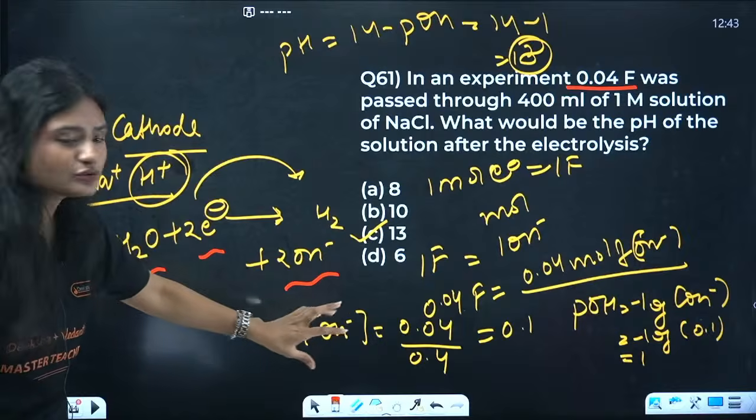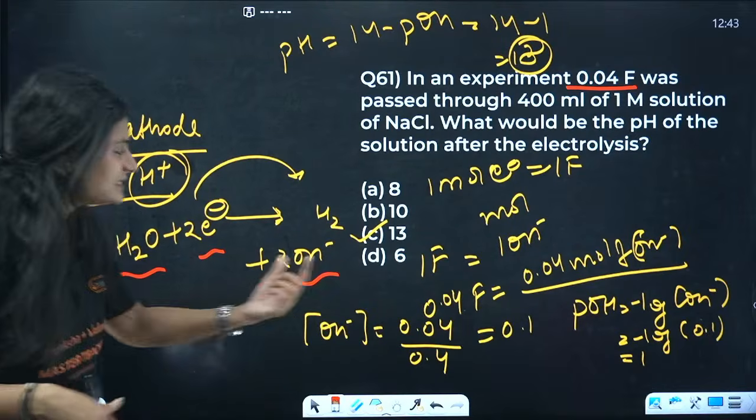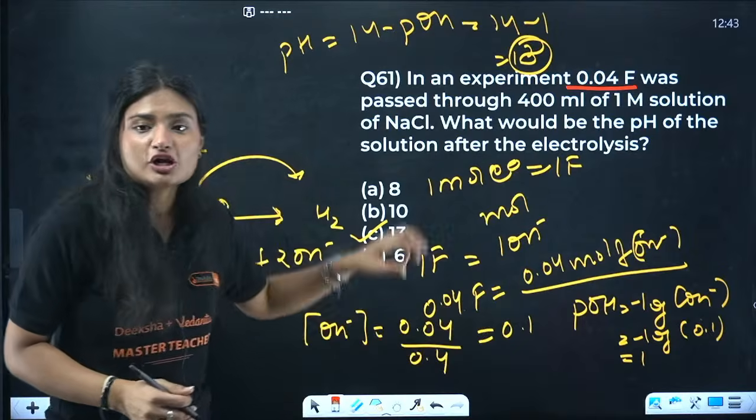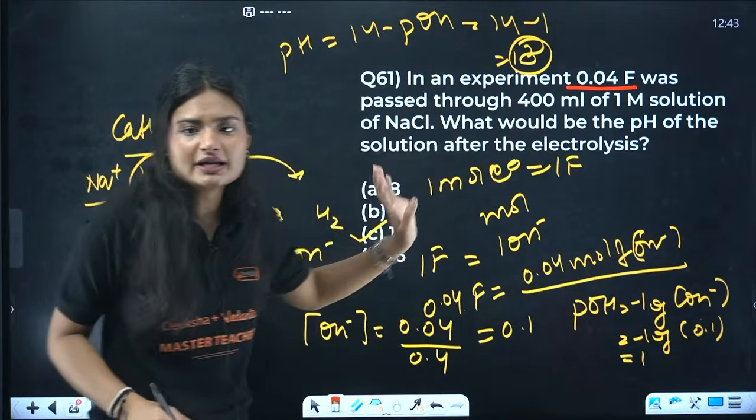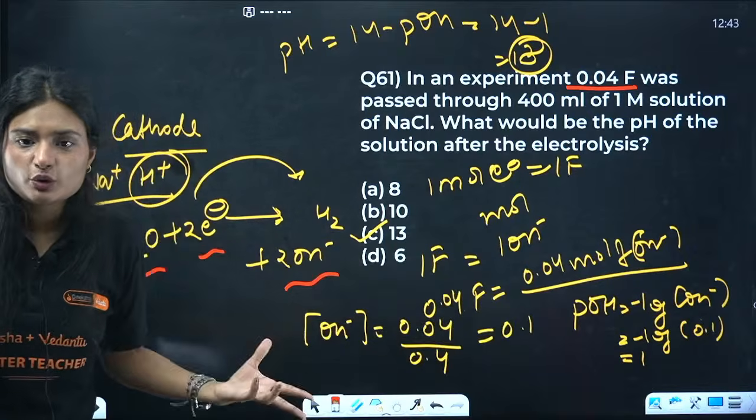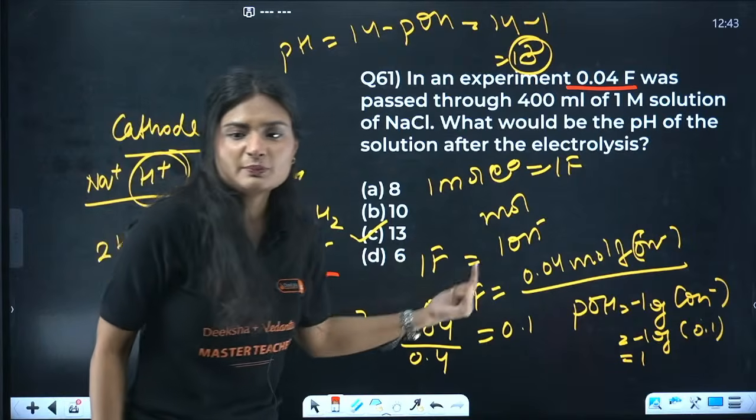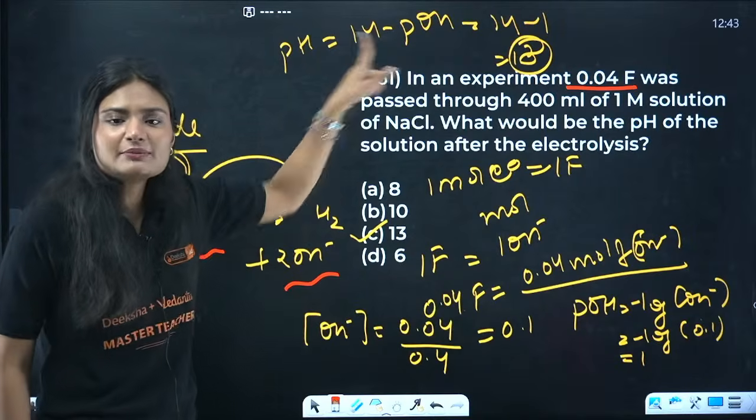Now we need to calculate the concentration. Concentration is the number of moles per unit volume. The number of moles is 0.04, the volume is 400 ml, so 0.4 L. That will be 0.1. We calculate pOH, which is the negative logarithm of OH-. The relation between pH and pOH is pH equals 14 minus pOH.